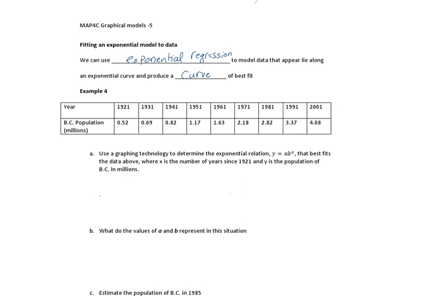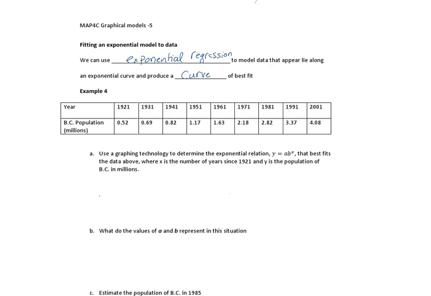So let's read this question and see how we're going to graph this. This gives us the year, and this gives us the BC population in millions. Using graphing technology, determine the exponential relation y equals a b to the power of x that best fits the data above, where x is the number of years since 1921, and y is the population of BC in millions. Okay, eyes on me for a second, please.